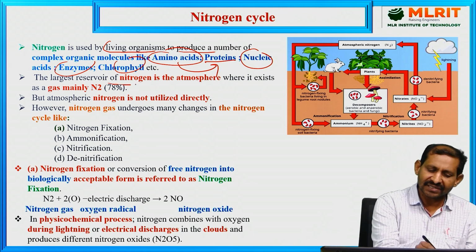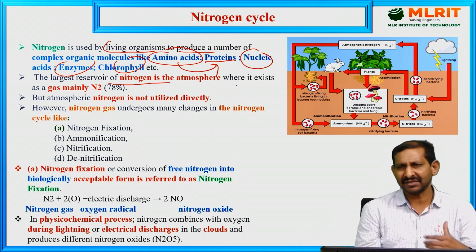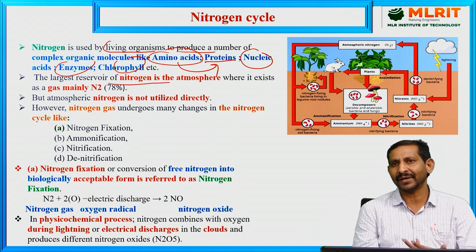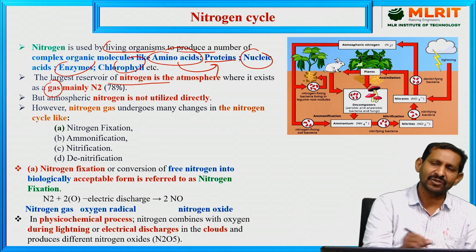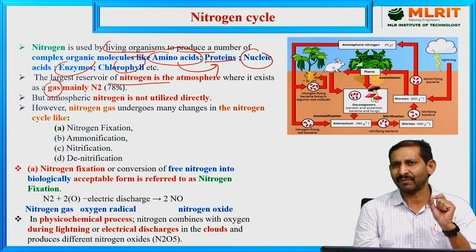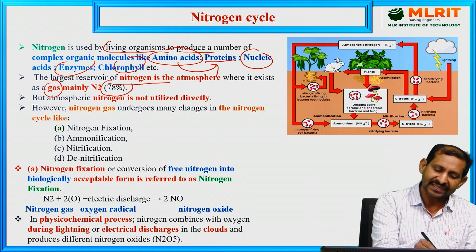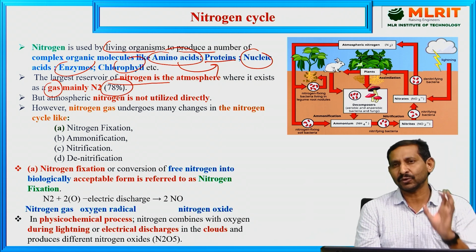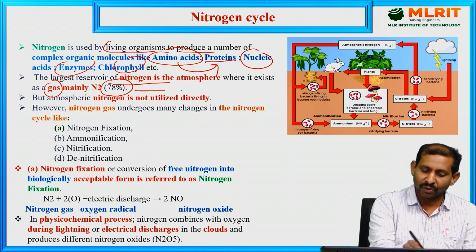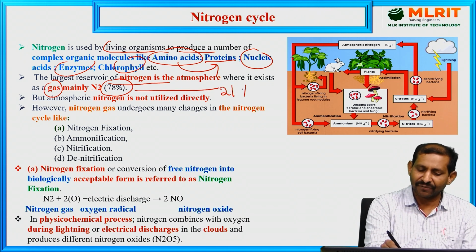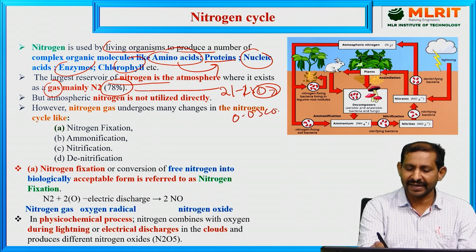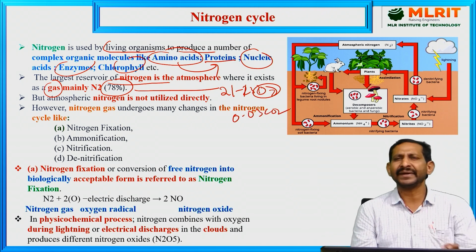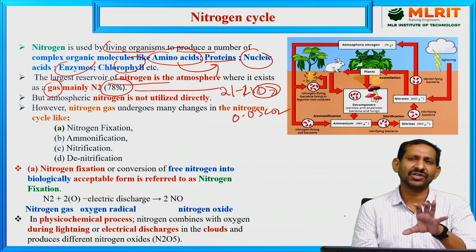The largest reservoir of nitrogen is the atmosphere, the major source of available nitrogen, and it exists only in the gas form. In the atmosphere, nitrogen is available in the gas form only. Nearly 78% of the atmosphere is nitrogen. 21 to 23% is oxygen, 0.03% is carbon dioxide, and the remaining is inert gases. That is the composition of air.